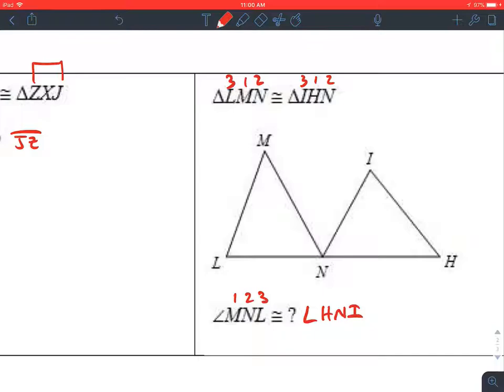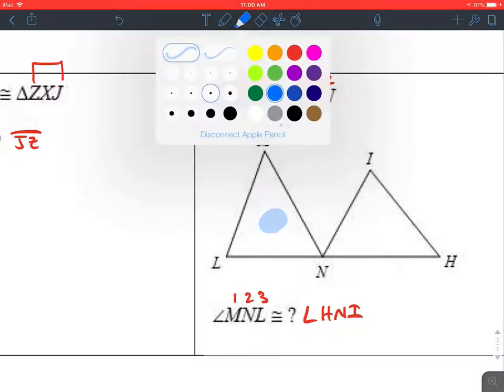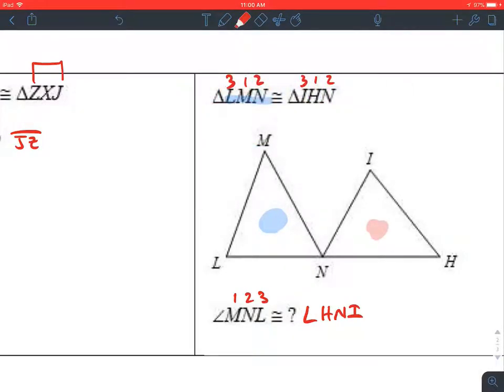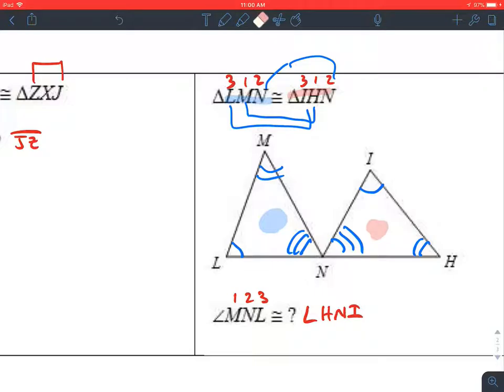So in this first triangle, this is the blue triangle, and let's say this is the red triangle. L corresponds to I, so they have to be congruent. M corresponds to H, so they have to be congruent. And then N in the first triangle corresponds to N in the second triangle. So you can see the pictures are not drawn with the same orientation once again, which makes, I guess the orientation's the same, they're just rotated. Makes it confusing. But if you focus on the congruent statement, then you're going to be all right.